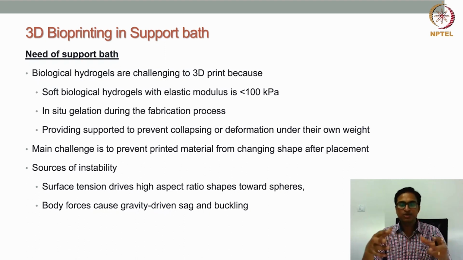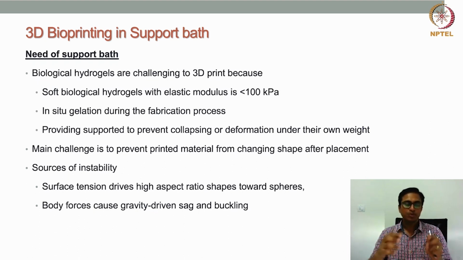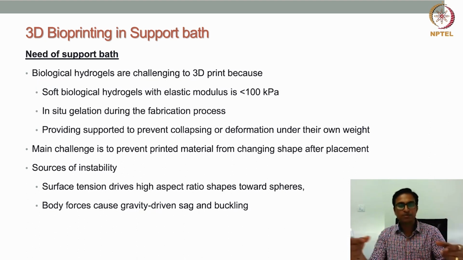What does surface tension do? Surface tension drives the material. Suppose we printed a line, but if the material has high surface tension, it will drive the material towards a sphere, because a sphere is the low energy state. Surface tension always drives the material towards this low energy state. So if we print a material with high aspect ratio, it will collapse, and we can end up getting spheres.